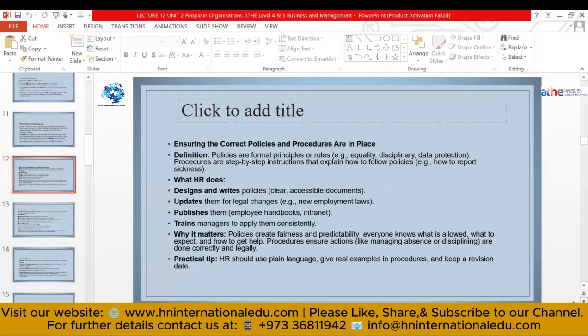Okay, starting with the points. The first one is ensuring the correct policies are in place, from slide 12, the indicative content. What is it? Policies are the formal principles or rules, that is equity, equality. Equity means you have to keep balance between male and female entities. Disciplinary and data protection procedures are step-by-step instructions that explain how to follow the policies. For example, how to report sickness.